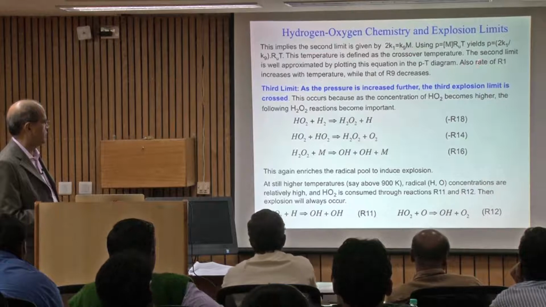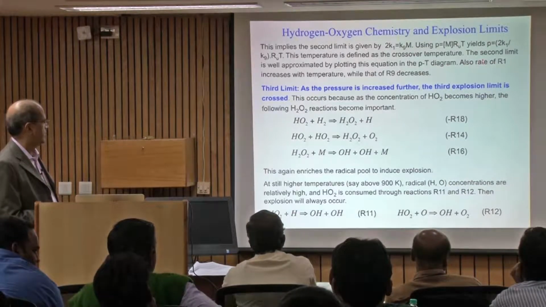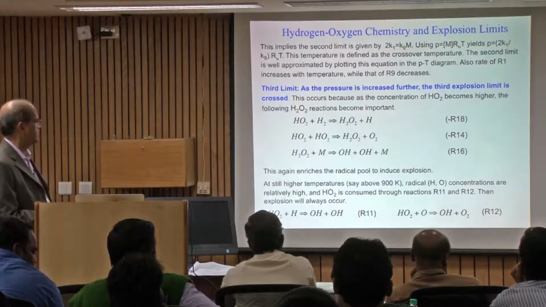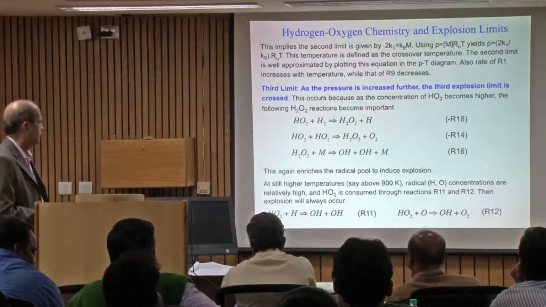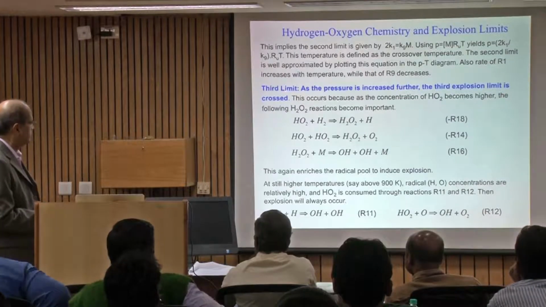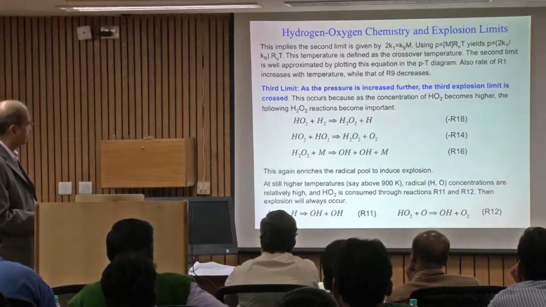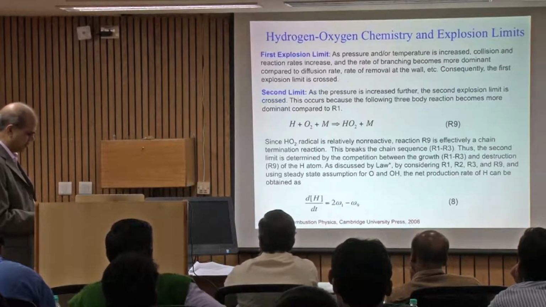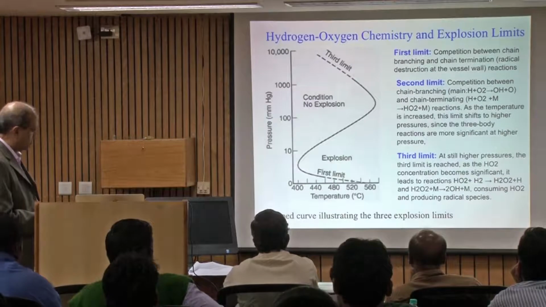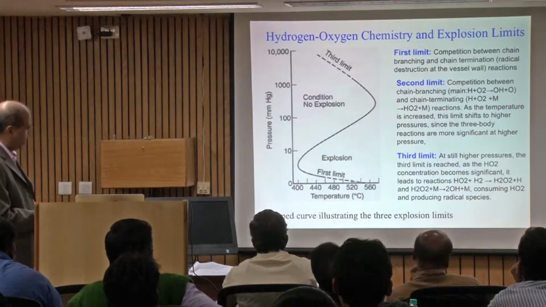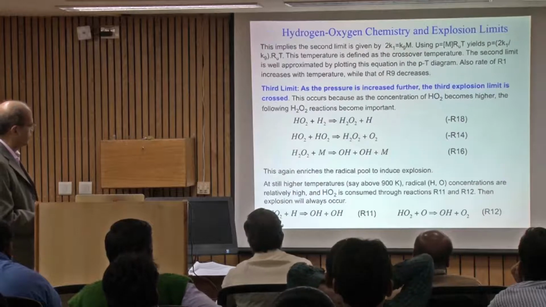Yeah, we already discussed this. If you increase the temperature, the reaction R1 increases, whereas R9 decreases. Now, as you increase the pressure further, which I mentioned earlier, you cross over to the third limit, and then these reactions become important.